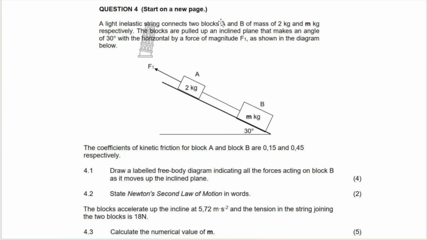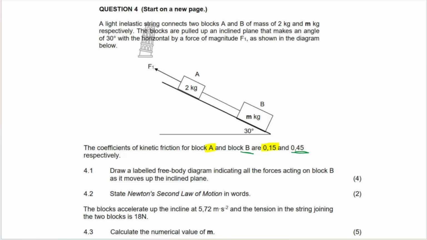The blocks are pulled up an inclined plane that makes an angle of 30 degrees with the horizontal by a force of magnitude F1. And I hope that you can see that we do not know what F1 is either. They give me the coefficients of kinetic friction for block A and block B. They said 0.15 and 0.45 respectively. What that means is they mentioned block A first, so the first coefficient corresponds to block A. And then they mentioned block B second, so the second coefficient of kinetic friction corresponds to block B.